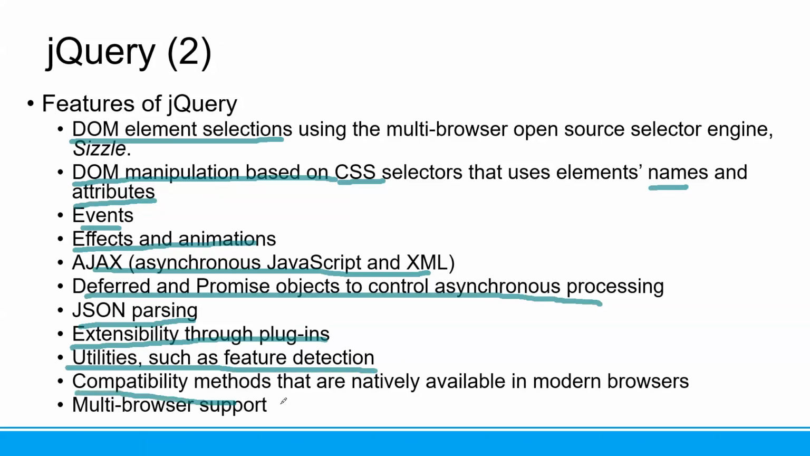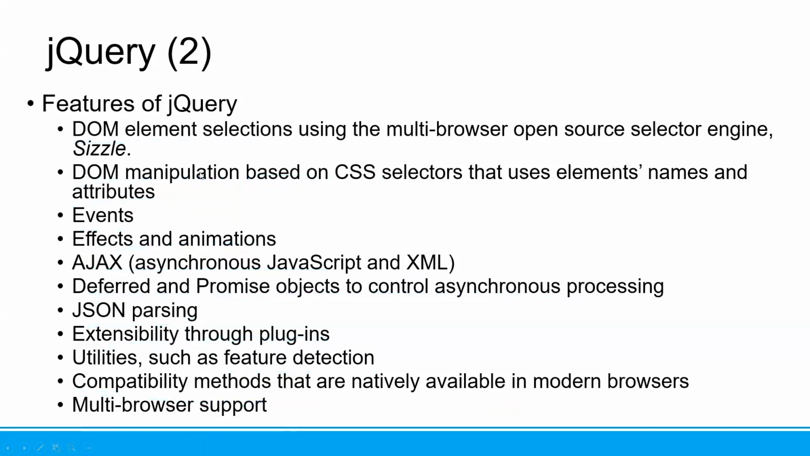There are also compatibility methods that are natively available in modern web browsers, because nowadays there are many better web browsers like Google Chrome and some other privacy-focused browsers. They are very compatible with jQuery. And it has multi-browser support. You can use Internet Explorer, Google Chrome, Mozilla, Opera, and so on with jQuery.